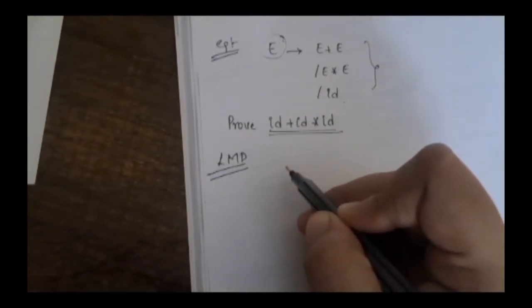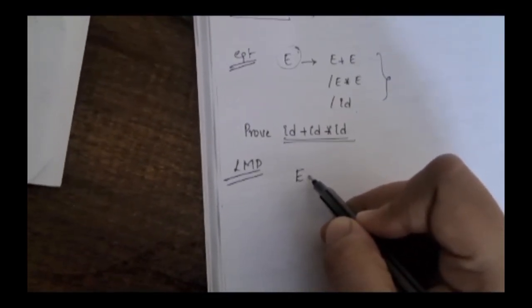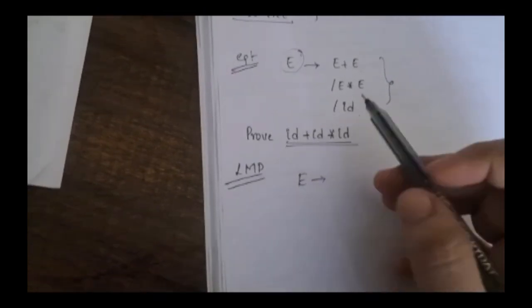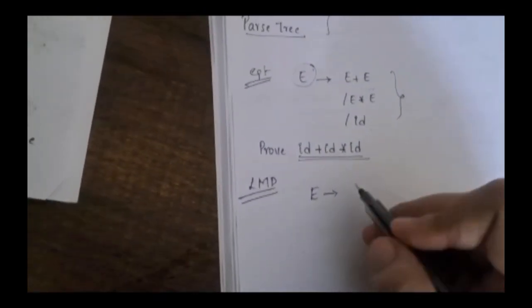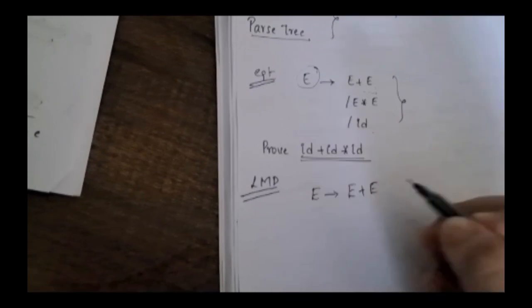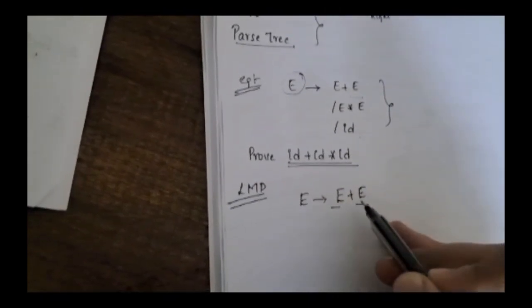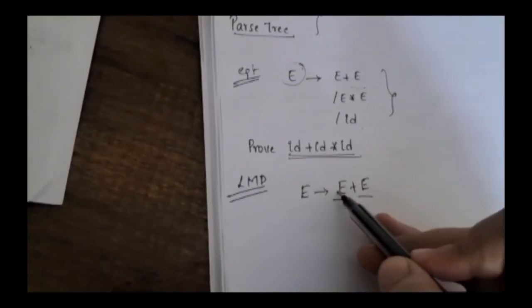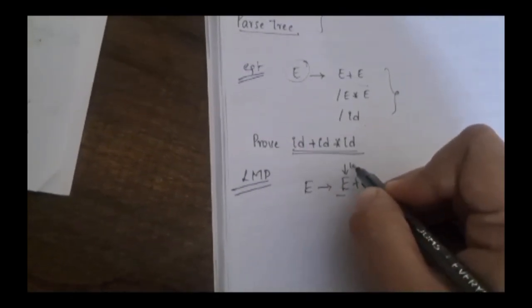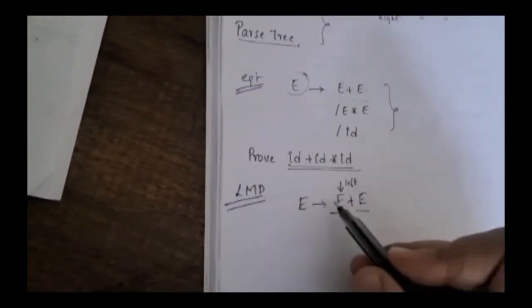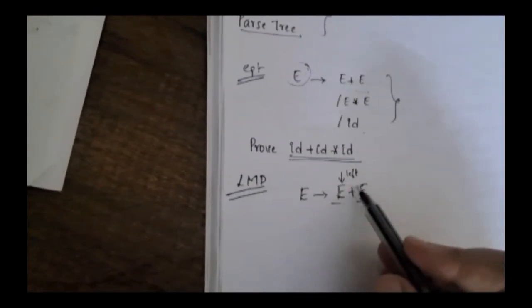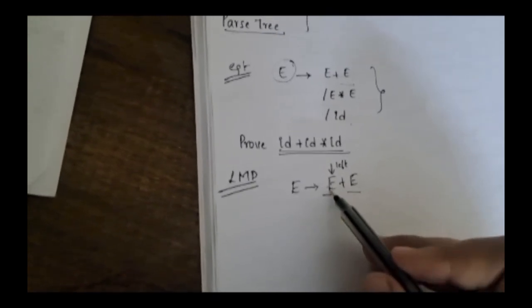Okay. So what I'll do is, first I'll consider E implies the same thing, E plus E. Now what do you mean by leftmost derivation? It means that amongst these two, what is the leftmost side? This is the leftmost, right? Leftmost in the sense of the left side. So first you substitute this and then go to the right side. So the first preference will be given to the substitution on the left side.